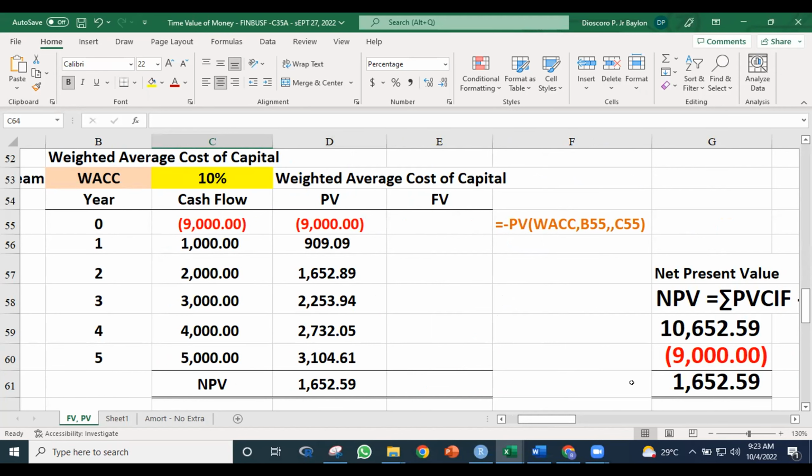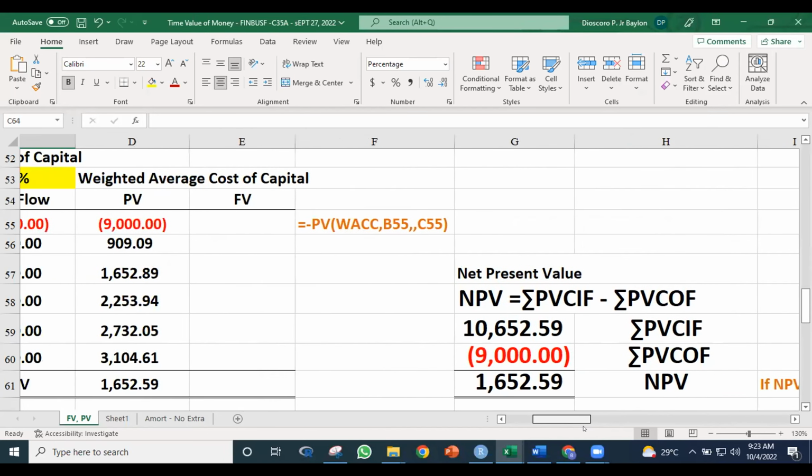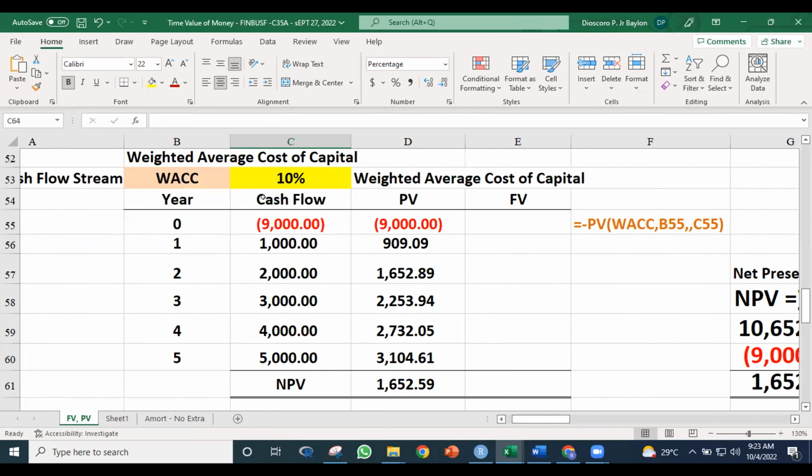And if the net present value is positive, then the project is okay. So what we did was to use the PV function. And we know that 9,000 today, the present value of that is 9,000 also. 1,000 after 1 year is equivalent to 909.09 if the rate of return or interest rate is 10%. And so we were able to get the other cash flows.